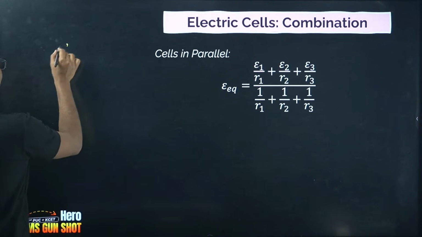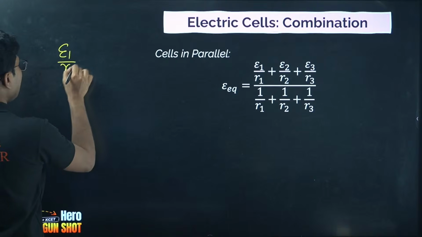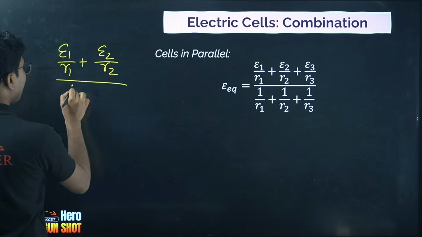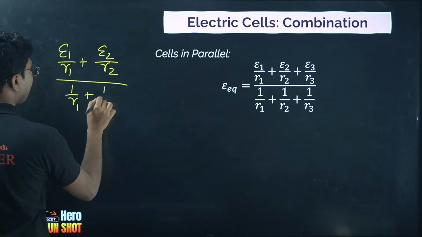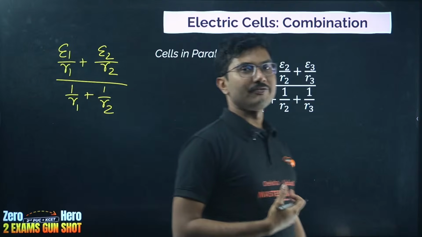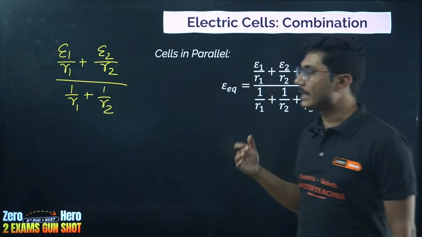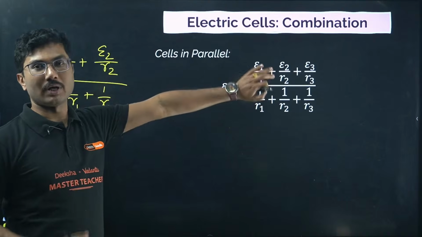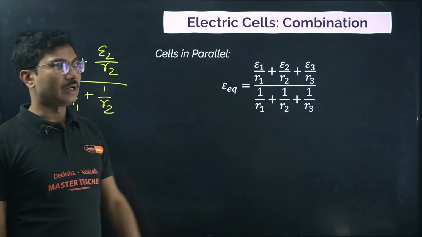Okay, remember this: epsilon 1 by R1 plus epsilon 2 by R2 divided by 1 by R1 plus 1 by R2. This formula is much easier to remember and simplify than the formula that is given in your textbook. Okay, this is the shortcut, easier formula to calculate even difficult problems.